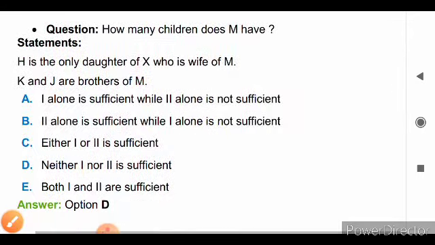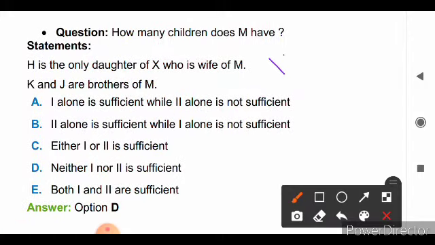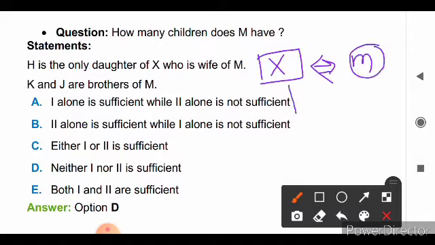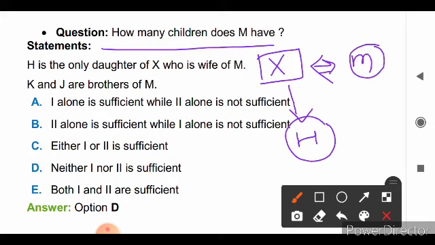Next question is, how many children does M have? Statement 1 is H is the only daughter of X, who is the wife of M, and statement 2 is K and J are brothers of M. So with statement 1 we can say X is the wife and M is her husband, and their only daughter is H. And from statement 2, K and J are brothers of M. So from statement 1 we can say M has only one daughter. So the right answer is option A, 1 alone is sufficient while 2 alone is not sufficient.